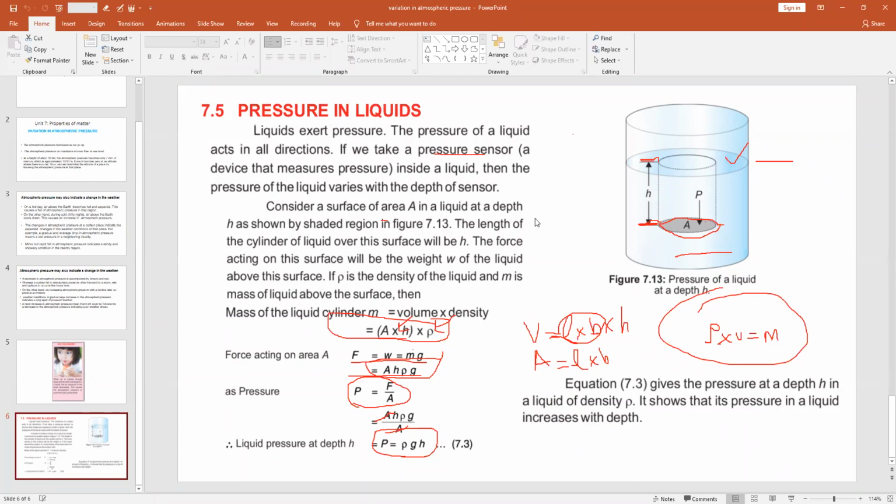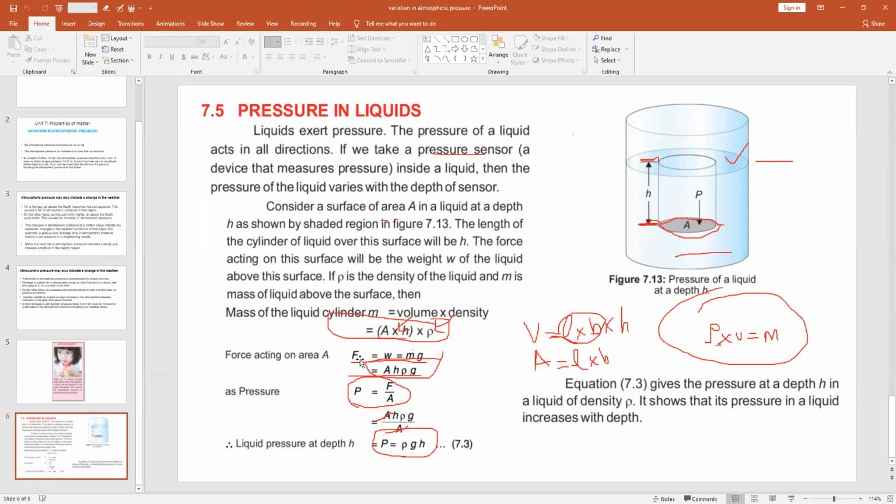If we have to calculate the mass of a liquid, we just move the v to the other side, and we get the formula rho multiplied by v is equal to m, right? So this is the formula for the mass of a liquid. Now you know that the mass of a liquid is equal to rho into v. So how do you calculate the volume? You know that the volume of a liquid is length into breadth into height. You know that the area is length into breadth, so you just put the area instead, and it will be A into h into rho.